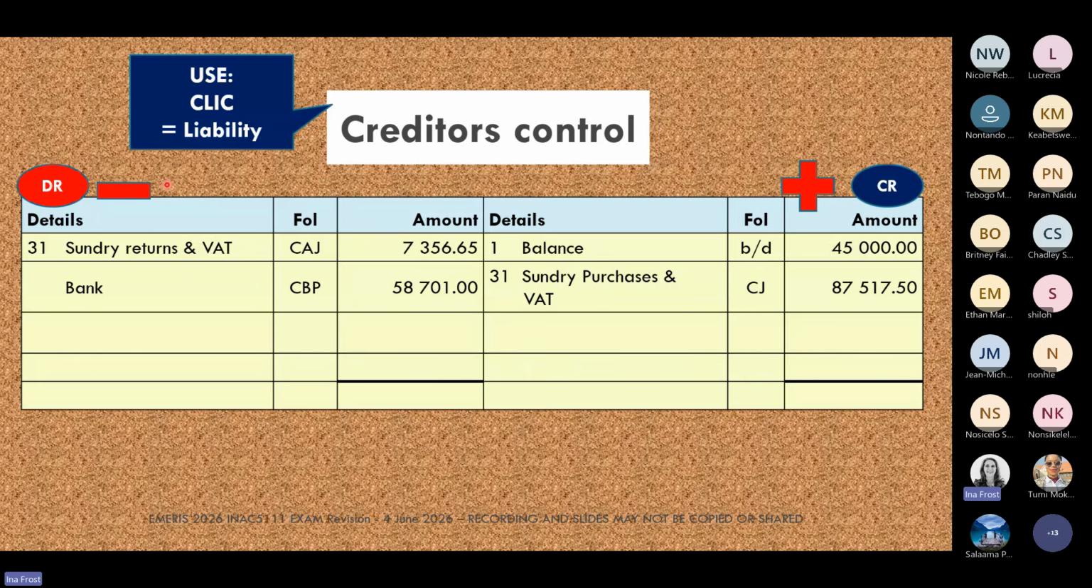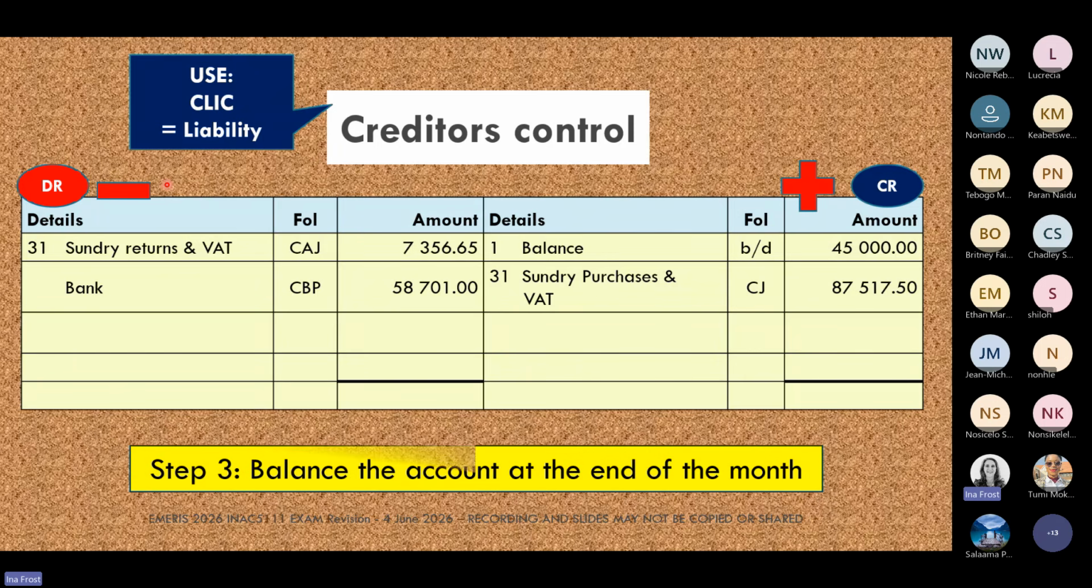Now, the third and last step in any general ledger account is to balance the account at the end of the month. How do we balance an account again? We look at the account, we see which of the two sides is bigger. Is it the debit side or is it the credit side? We can see in this instance, it's our credit side. So we add together the opening balance and our purchases, and that gives us our total. We take our total and we also write it down on the opposite side.